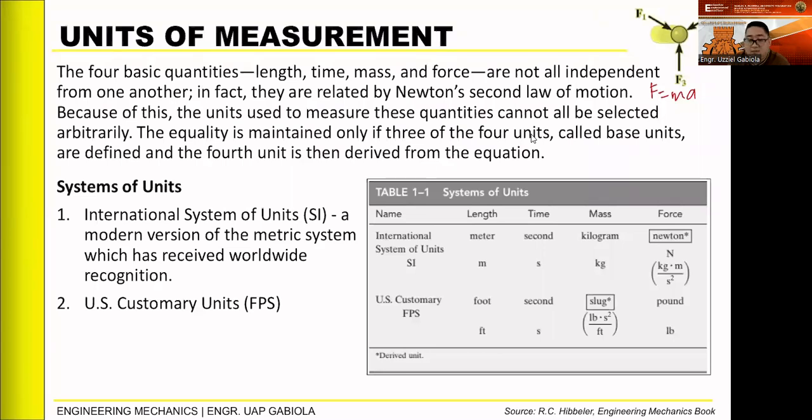In our system of units, we are actually using two: the International System of Units or SI, the modern version of what we call the metric system, which has received worldwide recognition. Apart from the USA, every country in the world uses the SI system. The US has its own, called the US Customary Units, our FPS system. Table 1-1 presents the systems of units and the different base units used for each quantity.